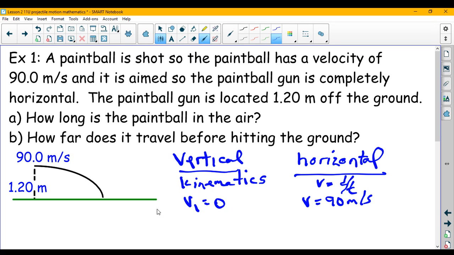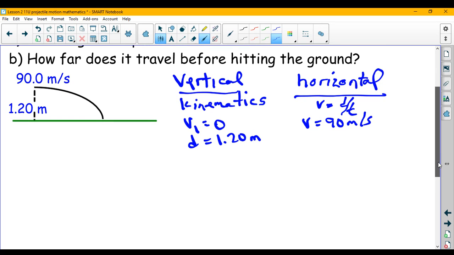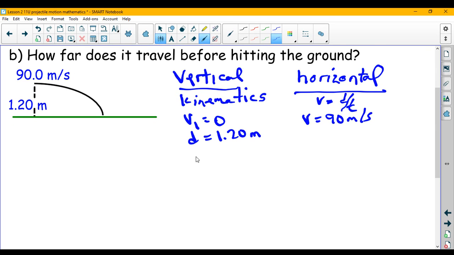Then I'm going to think of what else I know. Well, I know my 1.2 meters, and that's the height off the ground. So that's how far it will fall vertically before the ground stops it. I have no idea how far it goes horizontally. We're going to solve for that in part B. The last thing I know is it accelerates due to gravity. It's going to speed up because gravity is going to pull it. So it will accelerate at that rate of 9.8 meters per second squared. Excellent.